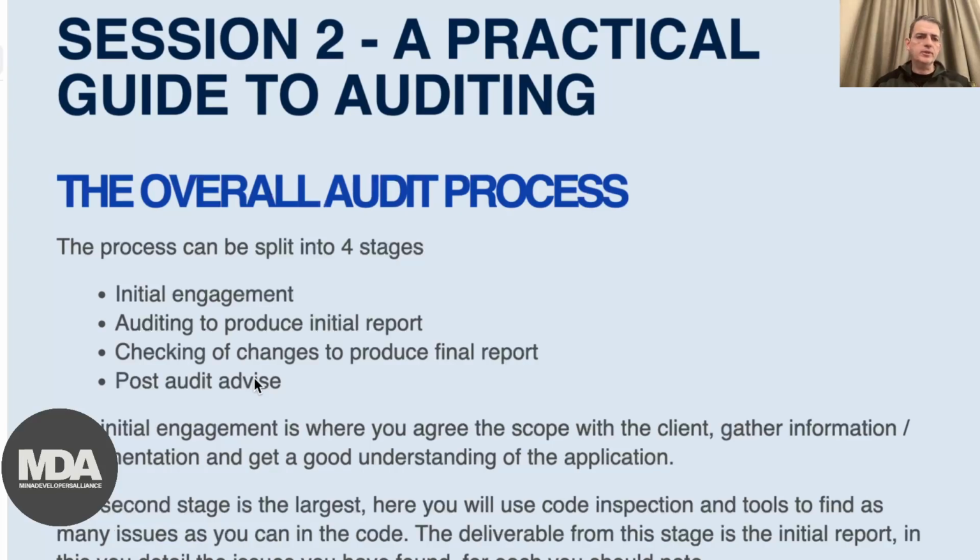There's going to be some initial engagement with a client, then you're actually going to get to the heart of it and do some auditing and produce an initial report. This will be given to the client and they will have the opportunity to make any changes. You will then take the changes, be able to check those, and you can produce a final report. But the process needn't end there, because we can then go and give some post-audit advice about bug bounties and how to get into production.